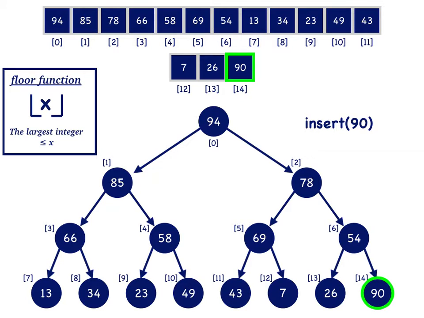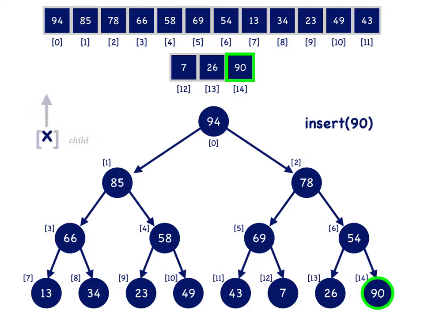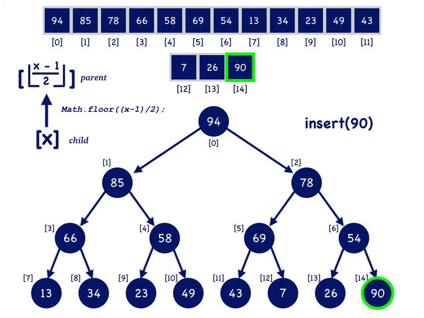So here's how I apply the floor function to our current issue. Suppose our current child is at node x, then the index of the parent would be (x minus 1) divided by 2 applied to the floor function. Right? And fortunately, Java provides a floor function for us called Math.floor. So back to our insertion, we inserted 90 at index 14, and now we need to determine the parent so we can decide if we need to trickle up or not.